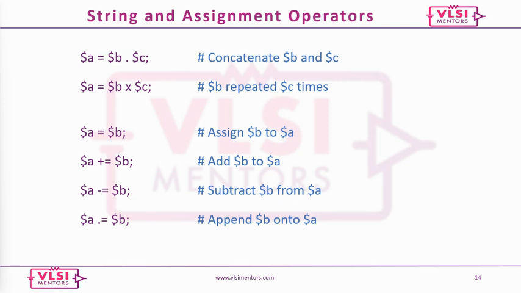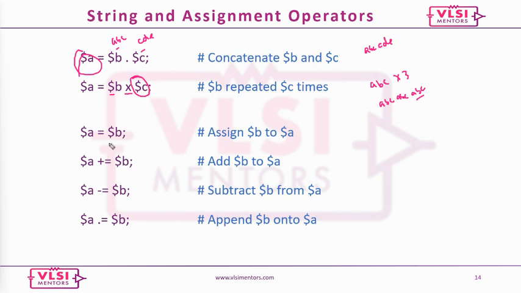Okay, now the next, strings and assignment operators. So what this means is, say you have two variables, $b and $c, and both of them would be concatenated. Say this is ABC, and this is CDE. It would be ABCCDE, stored in $a. Now the other thing is, here you have x. So ABC x 3 means it would print ABC, ABC, ABC. So $b is repeated these many times.